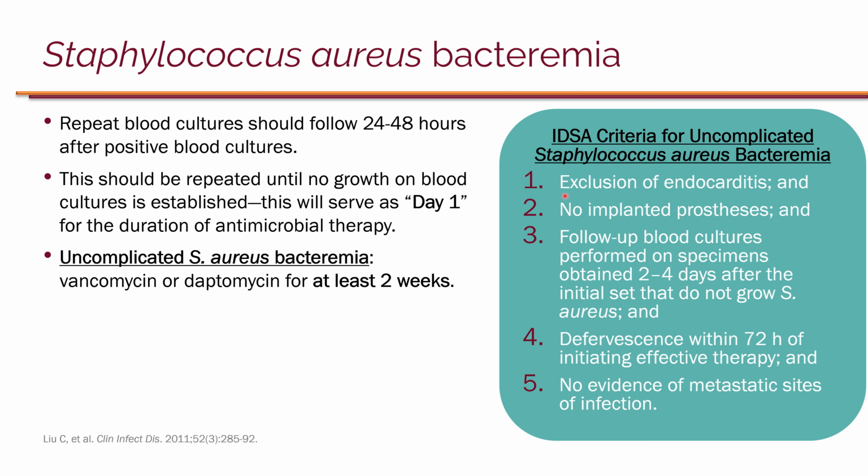So we want to make sure that the patient does not have endocarditis, and the patient does not have an implanted prosthesis, and we want to make sure that there is a follow-up blood culture performed on specimens obtained 2 to 4 days after the initial positive culture that is negative. In other words, if on day 1 the initial blood culture is positive and then 5 days later is still positive, and on day 6 the blood culture is negative, then it's considered complicated.